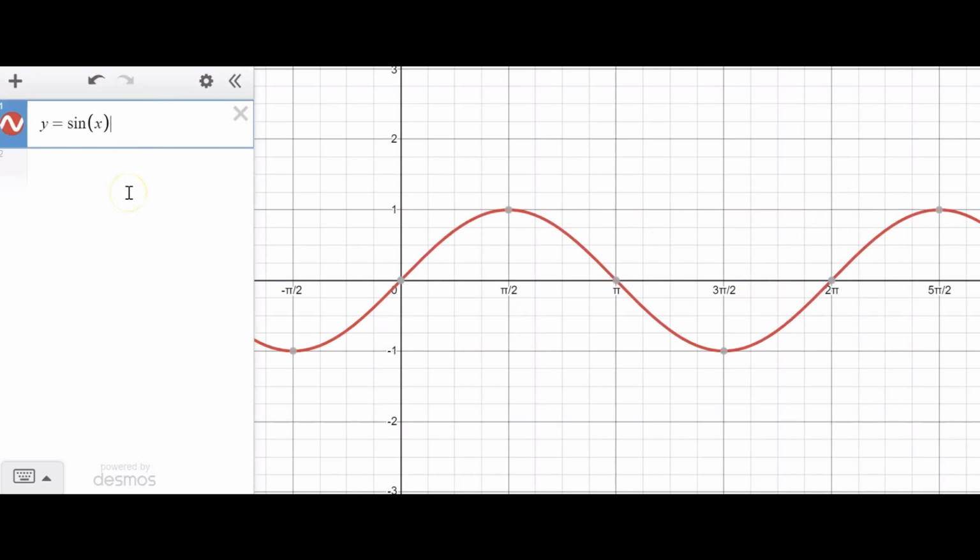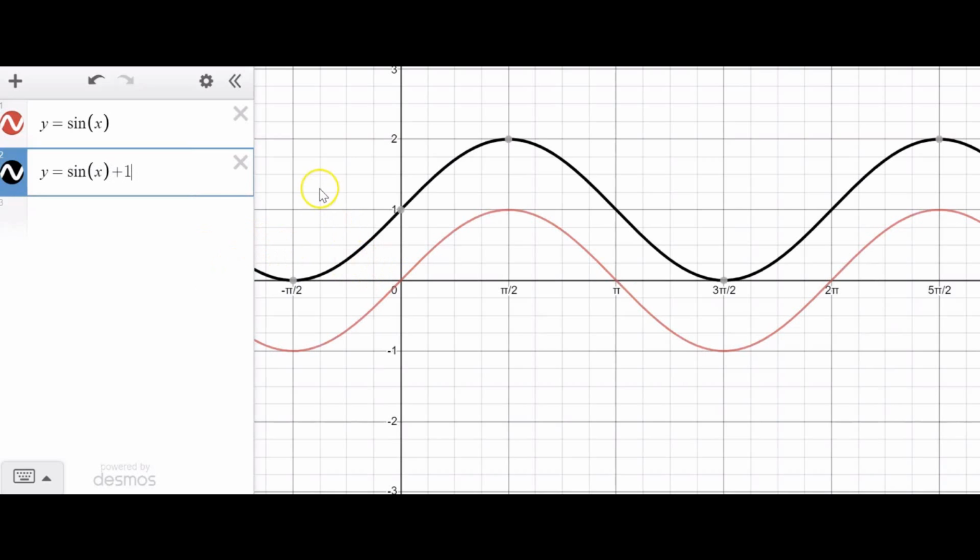What I'm going to do is leave this here, and I'm going to make a new one. I'm going to put y equals sine of x plus 1. You can see here that by adding a plus 1 onto the end of it, what it did was it shifted the whole curve up 1, okay? So where sine was 0, now it's 1. Where it was 1, now it's 2. Where it was negative 1, it's now 0, right? All it did was shift the curve vertically, okay?